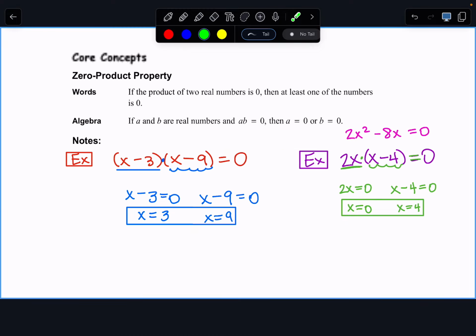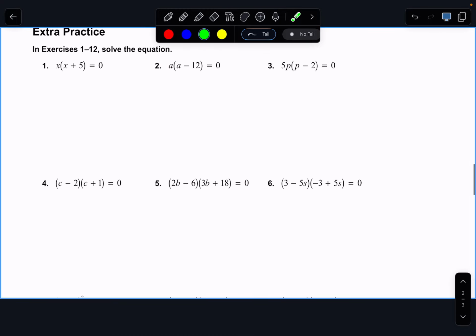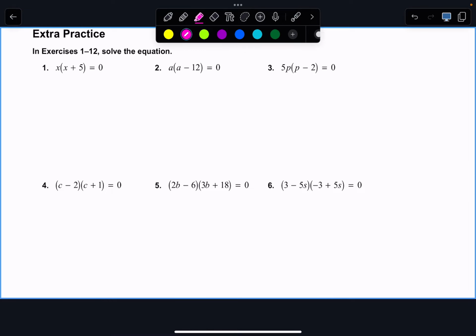What I want you to do, I want you to turn to the next page, and I am going to ask you to please solve for me number 1, number 3, number 4, and number 5. Okay? Work with your elbow partner. It doesn't have to be quiet in here, but I want you to see what you can come up with for those 4 problems.